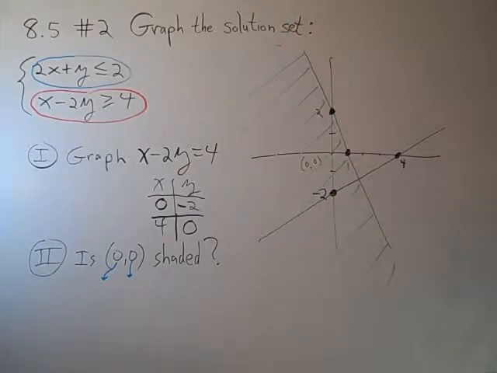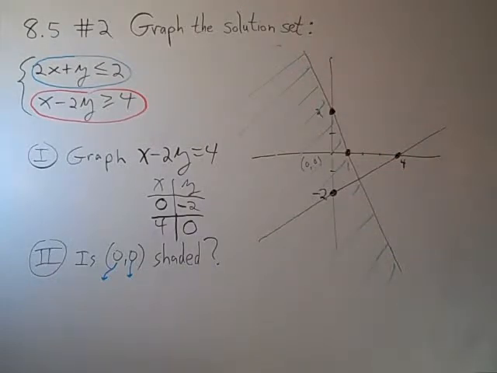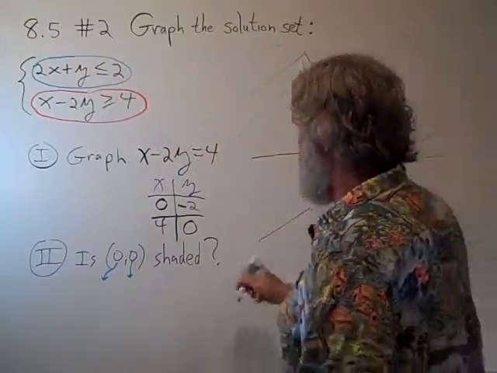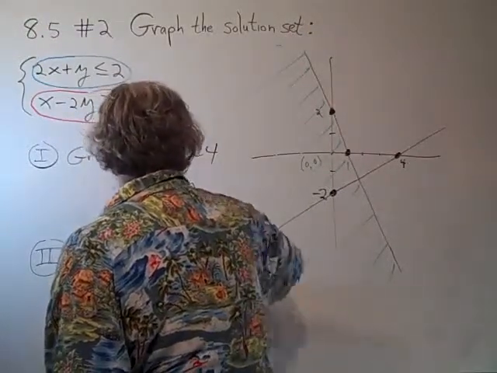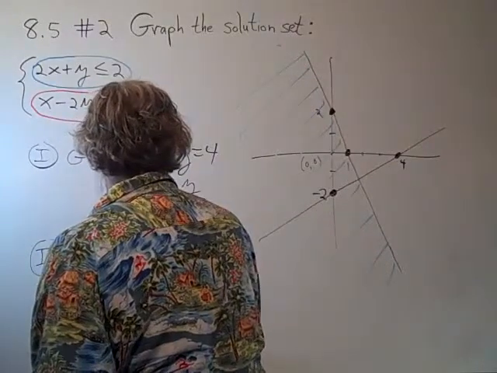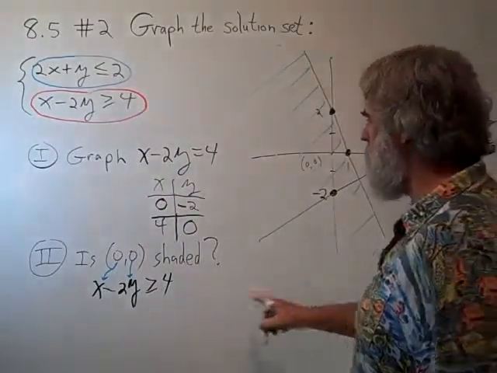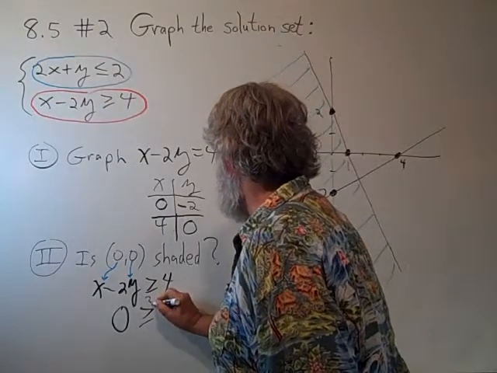And we need to find out now which side of that line do we shade. So once again we can ask, is the origin on the shady side of this last line we just graphed, in order to satisfy the second of these two linear inequalities? So we substitute into the second linear inequality, x minus 2y greater than or equal to 4. Now this time when you substitute a 0 for x and a 0 for y, the left side's 0 and the right side is 4.